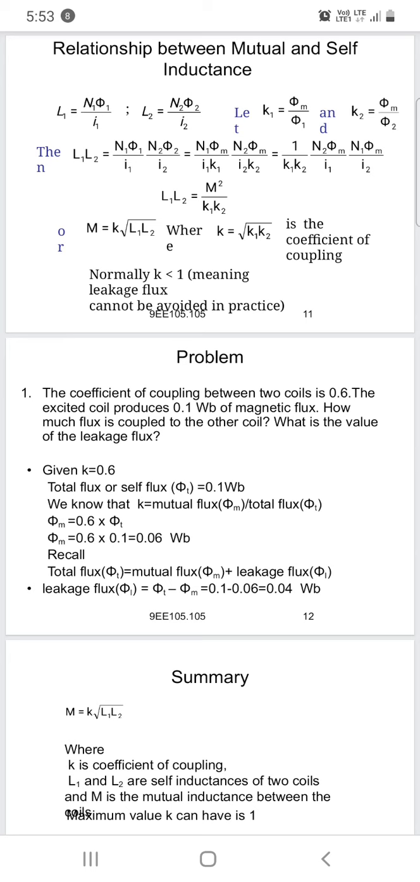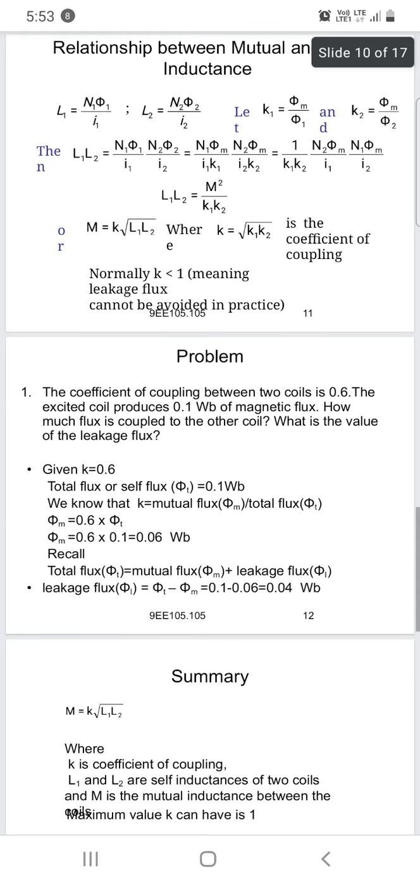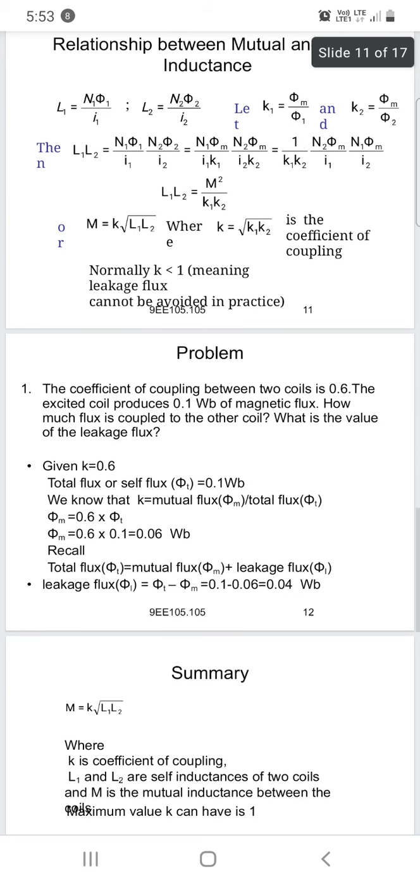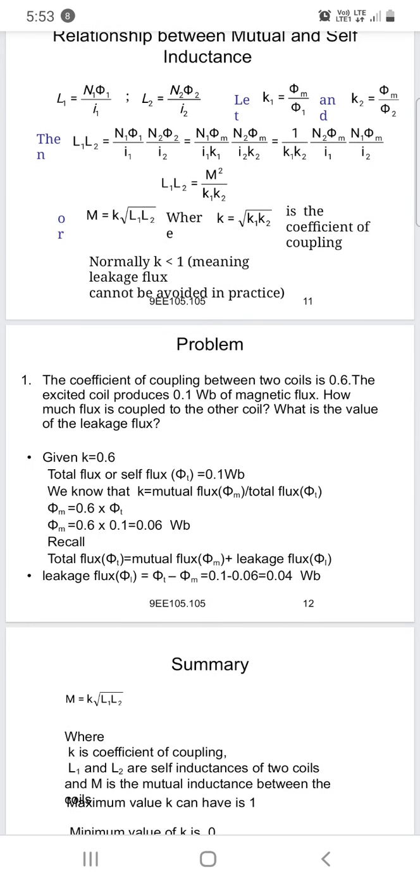Then M is equal to K into the square root of L1 into L2, where K is equal to M by the square root of L1 into L2, that is M by K1 into K2. So this is called the coefficient of coupling.